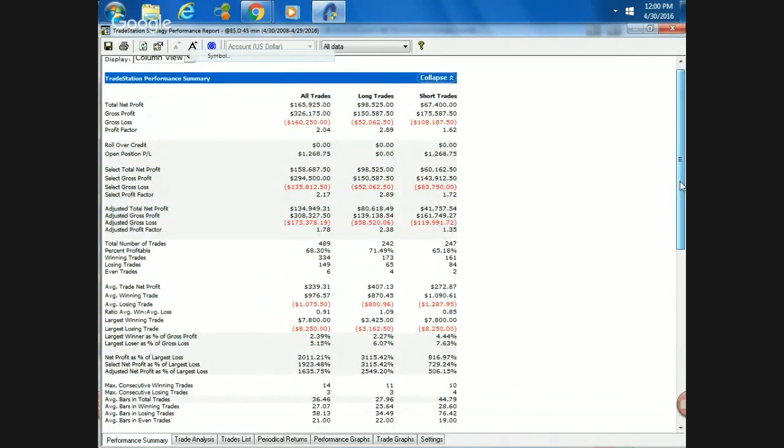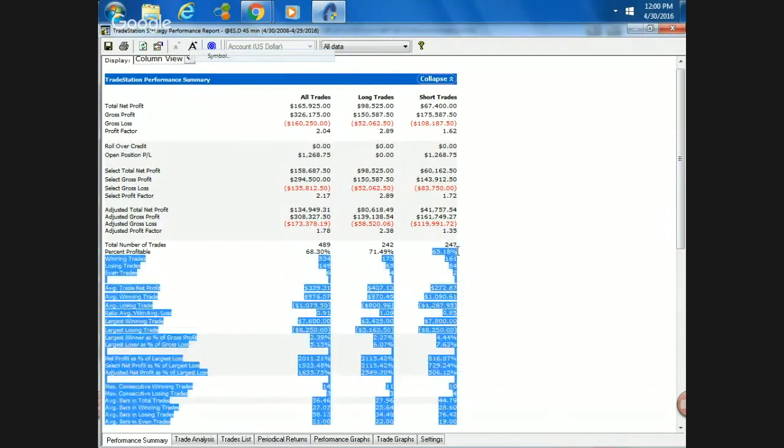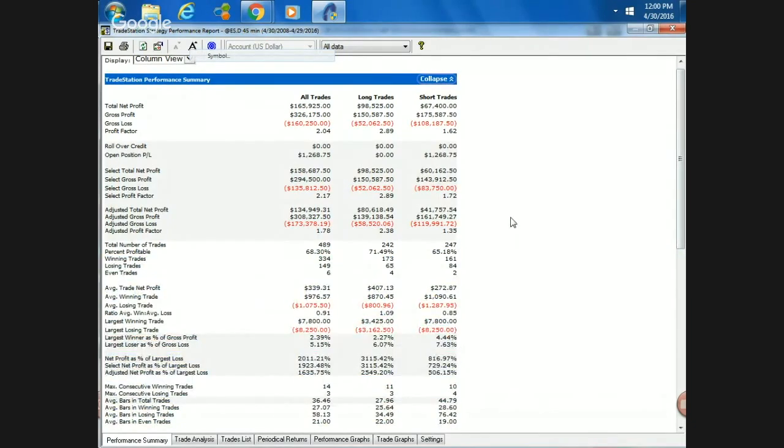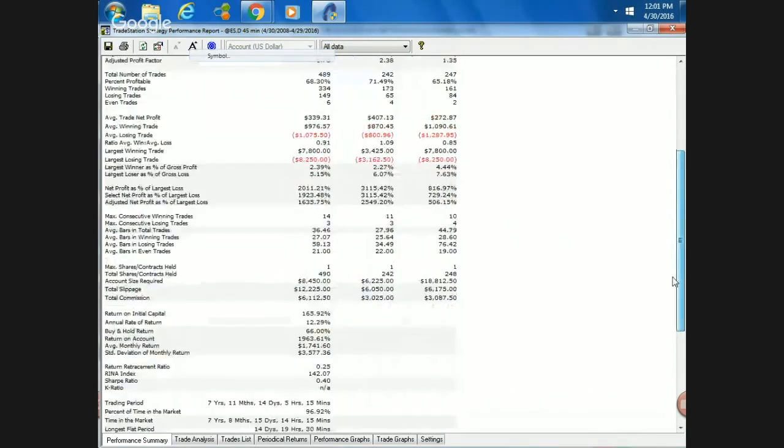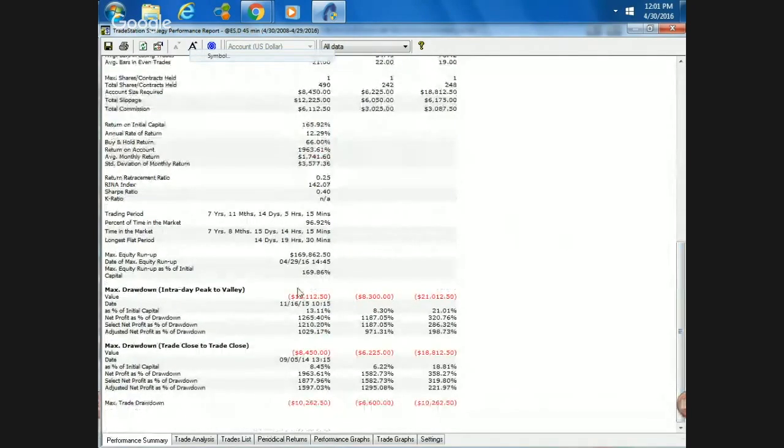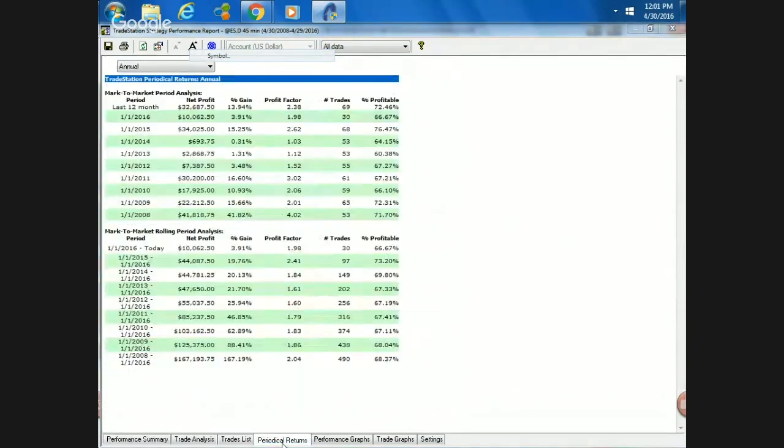Trading 45-minute bars. Wow. Look at that short side number. Look at that. 65% on the short side. Now this holds overnight. $13,000 drawdown, very good. Wow. And we can look at profitability.